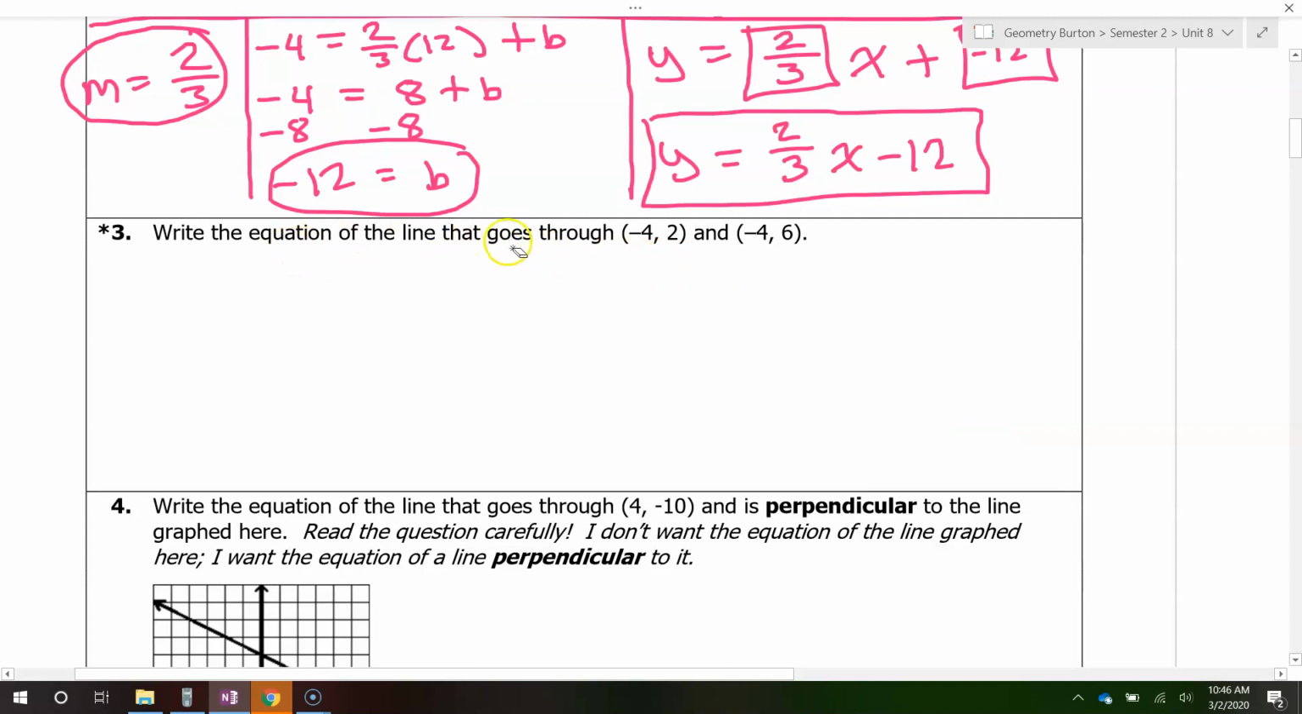Okay, write the equation of a line that goes through these 2 points. All right, now watch out. There's something that jumps out at me when I glance at these 2 points. Do you see how 2 of the numbers repeat? Okay, see the -4 and the -4? Watch out for that. When the numbers repeat, if they have either the same x value or the same y value, that means that they are either horizontal or vertical.